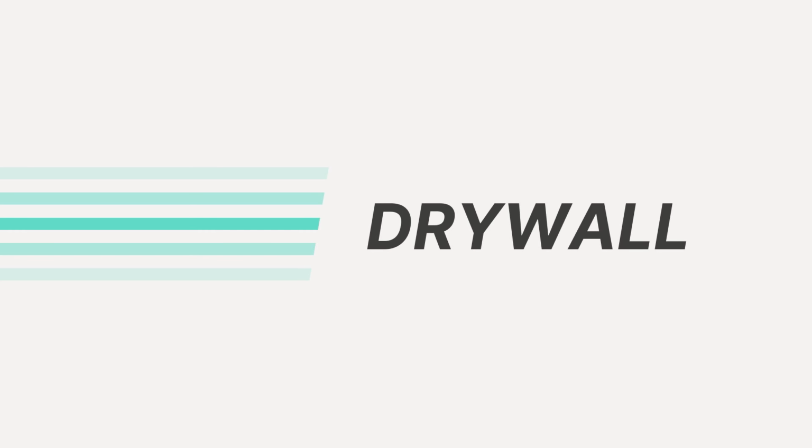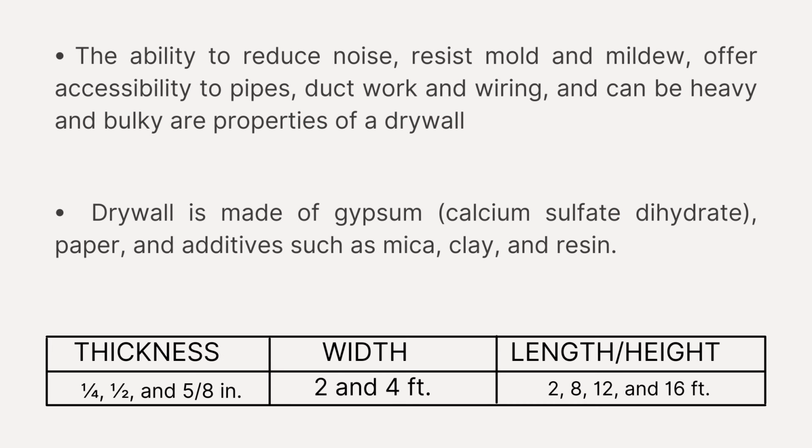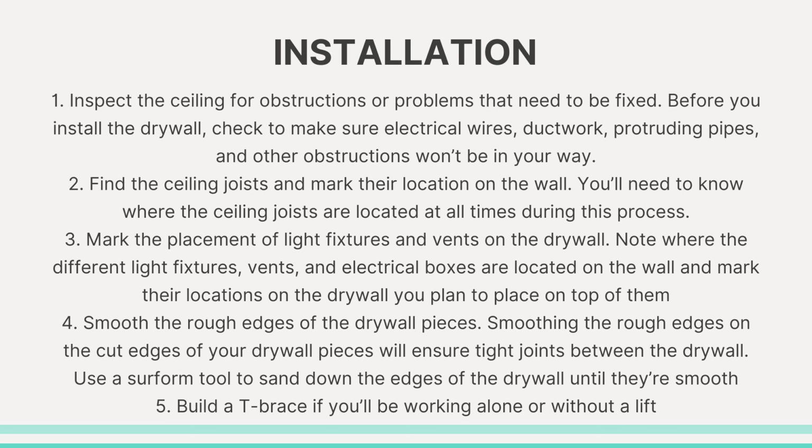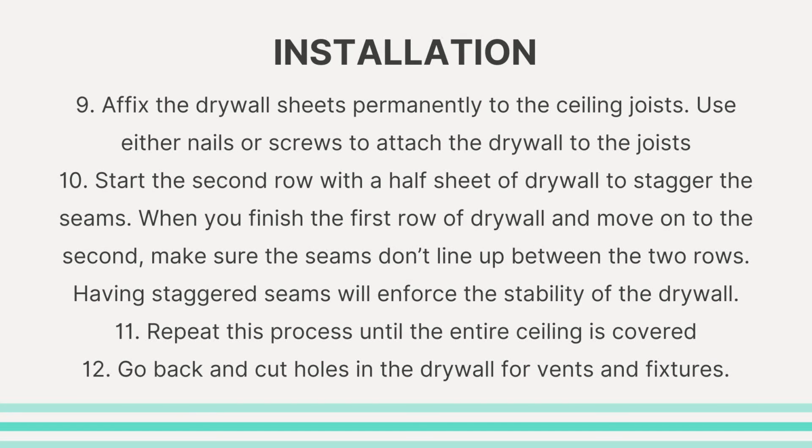Drywall. A drywall ceiling is typically installed directly to the joist of the ceiling by taping the joints. The most common drywall textures include orange peel, splatter, and popcorn. Different types of drywall are regular drywall or whiteboard, green board, blue board, paperless, purple, type X, and soundproof. The ability to reduce noise, resist mold and mildew, offer accessibility to pipes, ductwork, and wiring, and can be heavy and bulky are properties of drywall.